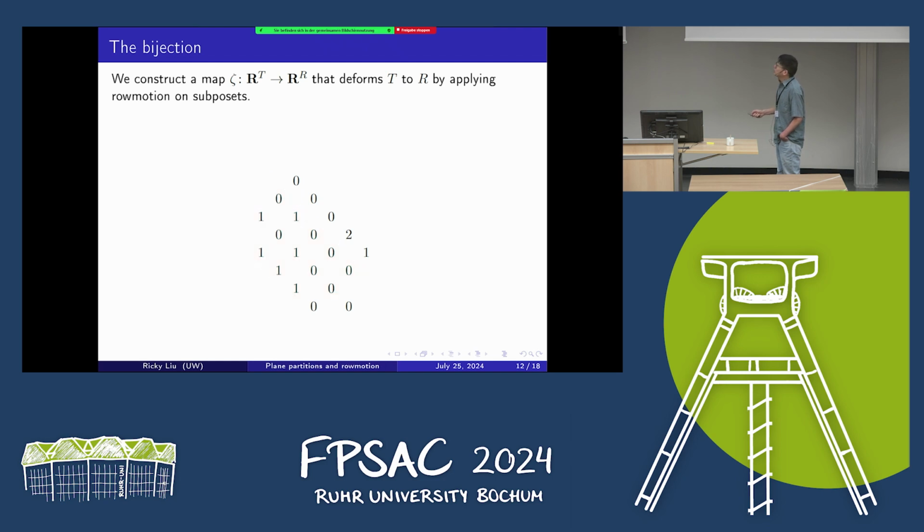And then we'll do it one more time. So this is another intermediate labeling. Then we do it on this guy, and then we'll shift everything down, and now we have a rectangle. Okay. So that is the bijection.